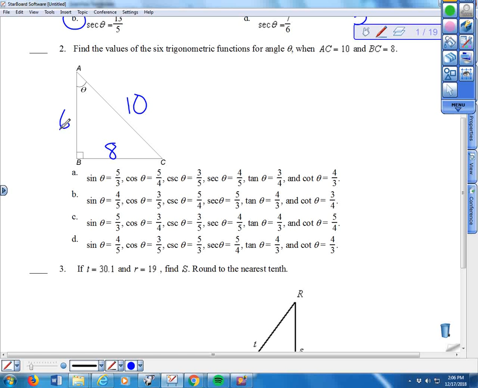See, I've already messed up. 3 over 5 is sine, right? No, it should be 4 over 5 is sine. Oh, there's theta. That's not theta. This is theta. So 4 over 5, so it's one of these two. 3 over 5, so we've gotten this far. Cosecant is 5 over 4, so there it is.